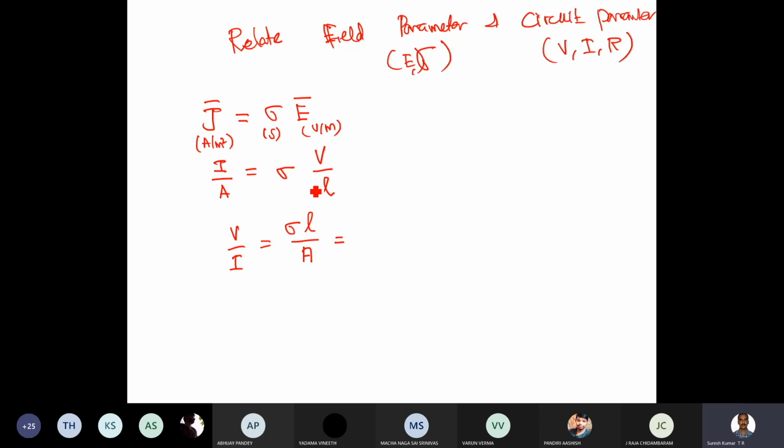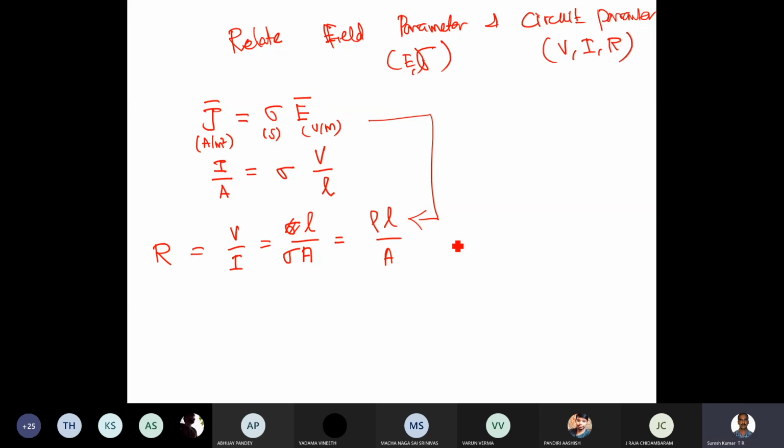This term will go to the denominator, so V by I is L over sigma A, where sigma is the conductivity and its inverse is rho. So the basic equation we have is rho L over A. Resistance is the resistivity multiplied by the length, so it depends on the length of the conductor and is inversely proportional to the cross-sectional area of the conductor. This is how we can relate them.